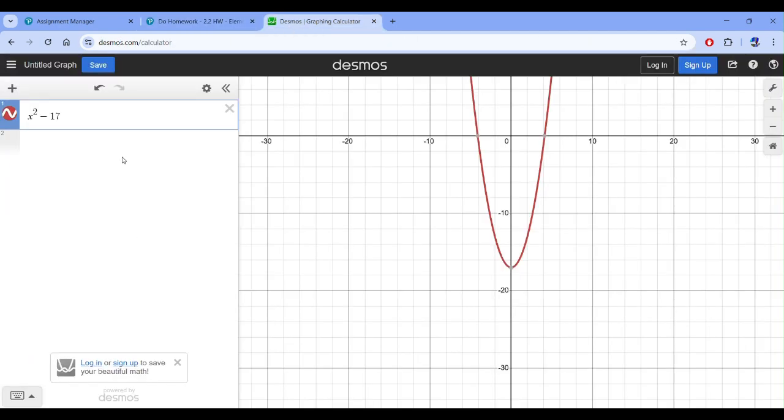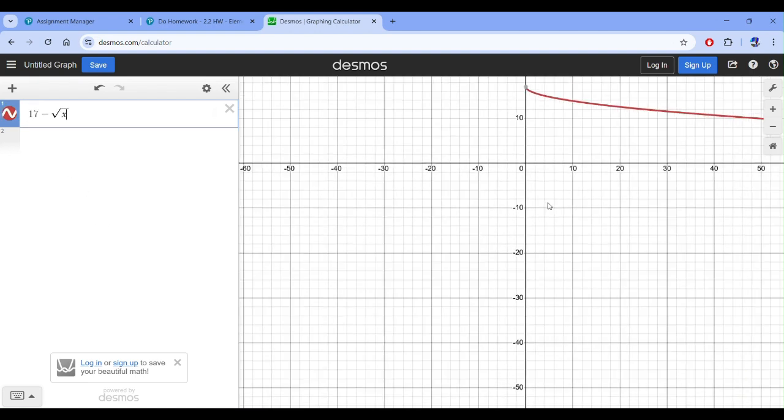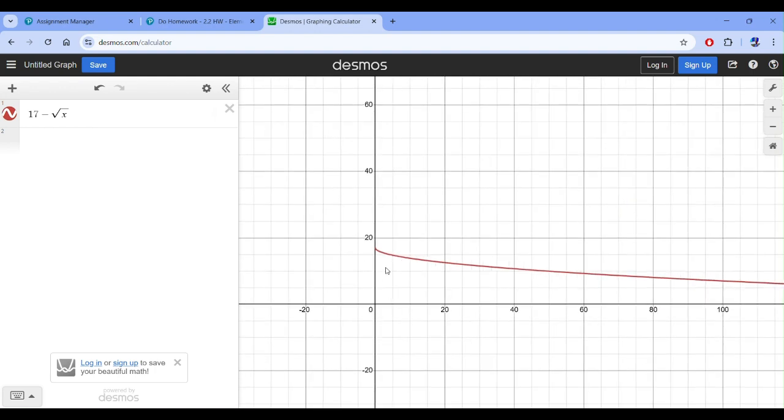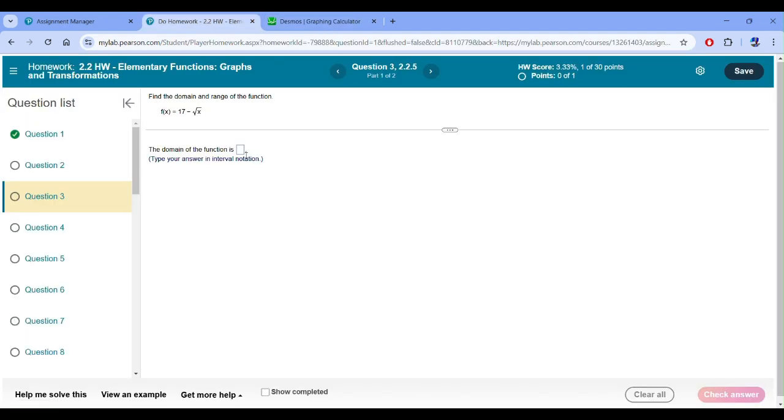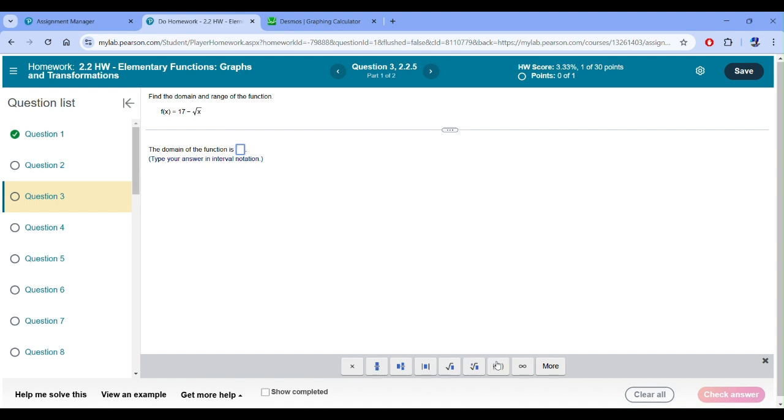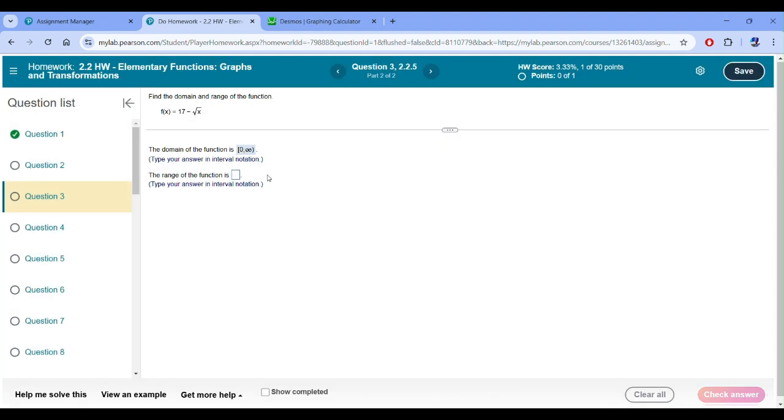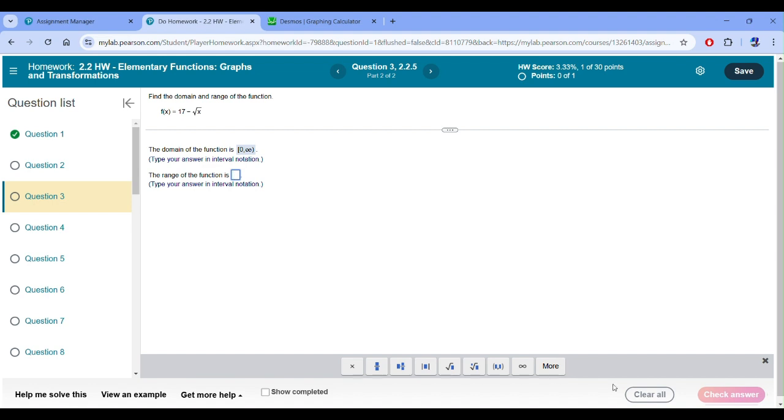17 minus the square root of x. So if I do 17 minus sqrt for square root of x, I zoom out. As you can see, this is a graph that goes like that. So here, my domain is going to be a hard bracket 0 all the way up to infinity, and you can never touch infinity, so that gets a parentheses, and then we check answer, done. The range is pretty much the same exact thing. It's going to be all numbers less than 17, so going to be a hard bracket.